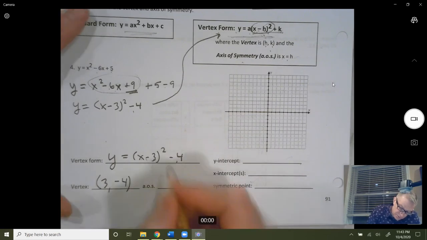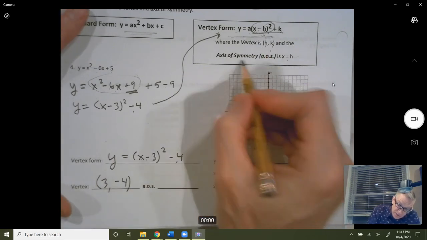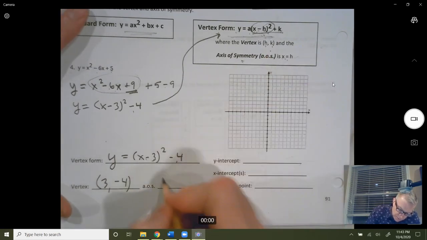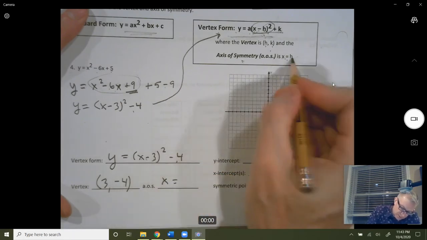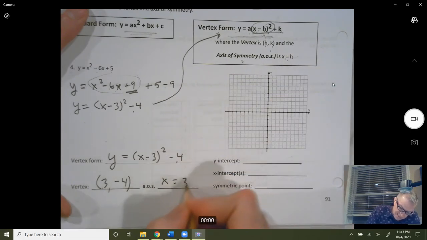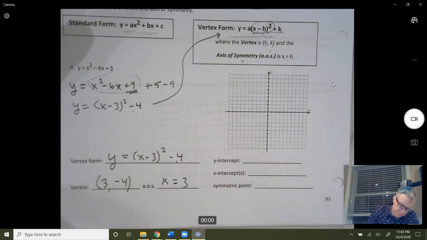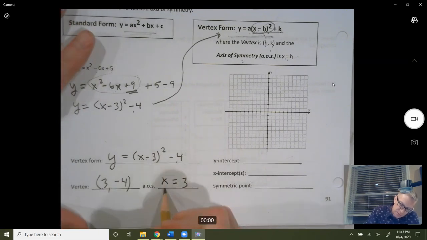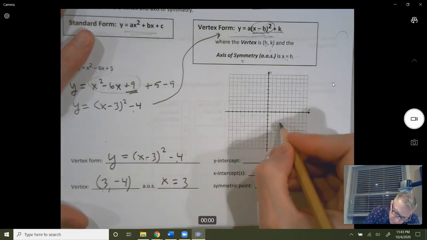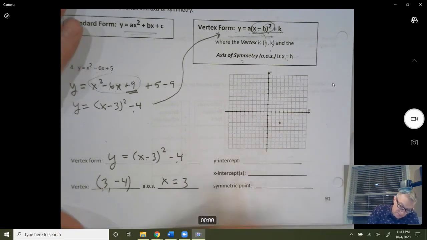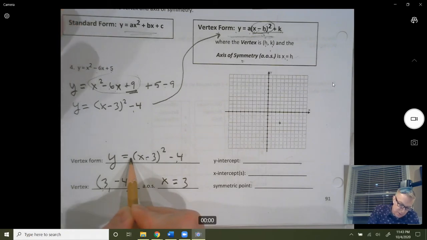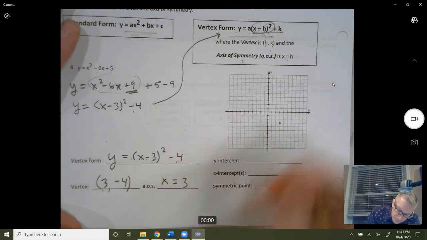Your axis of symmetry, that's a vertical line. It's x equals whatever your h value is. Okay, so the 3 here. It's kind of easier to see when you draw it. Okay. So our vertex is 3, -4. Now, our a value is a positive 1. And when our a value is positive, we know that it's opening up.